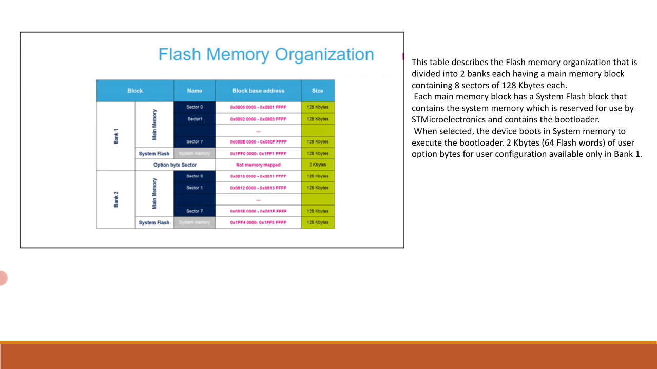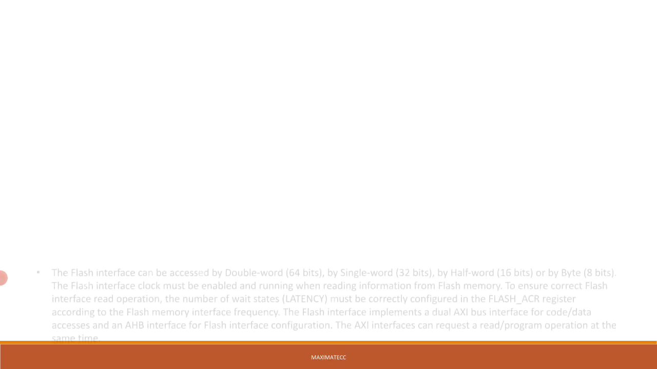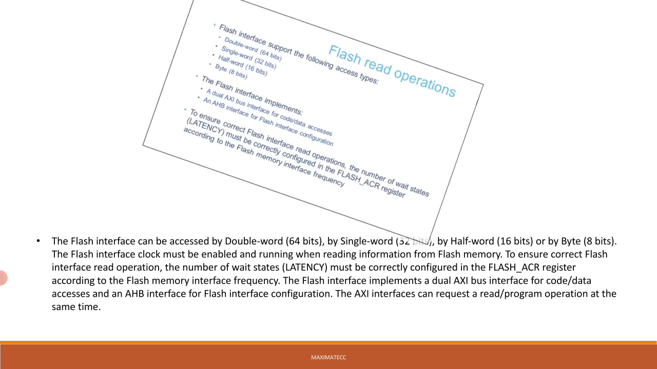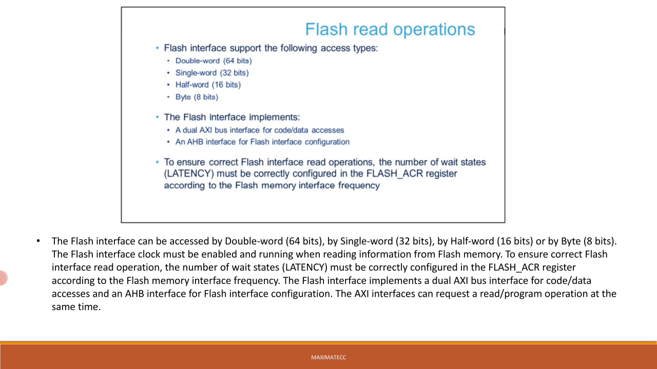Given this memory organization, the flash interface can be accessed by double word, 64 bits, single word, that is 32 bits, half word, 16 bits, or by bytes, that is 8 bits. The flash interface clock must be enabled and running when reading information from flash memory. To ensure correct flash interface read operation, the number of wait states, that is latency, must be correctly configured in the FLASH_ACR register according to the flash memory interface frequency.